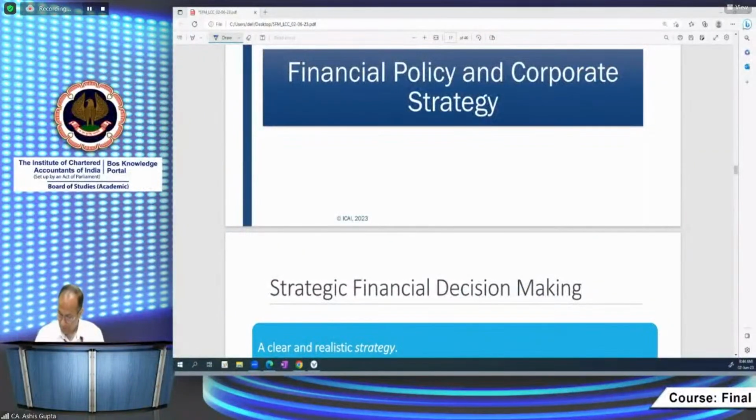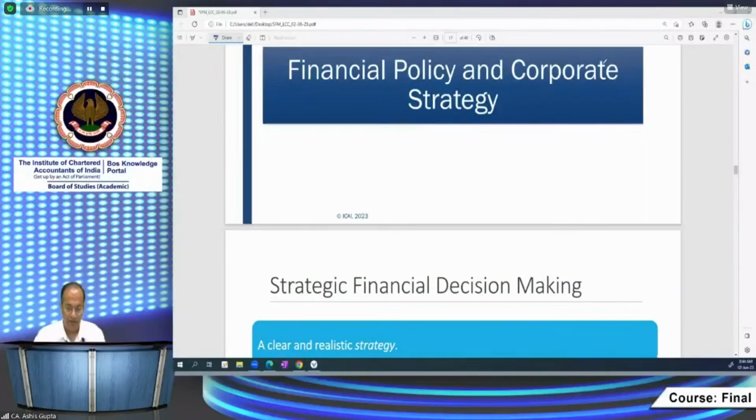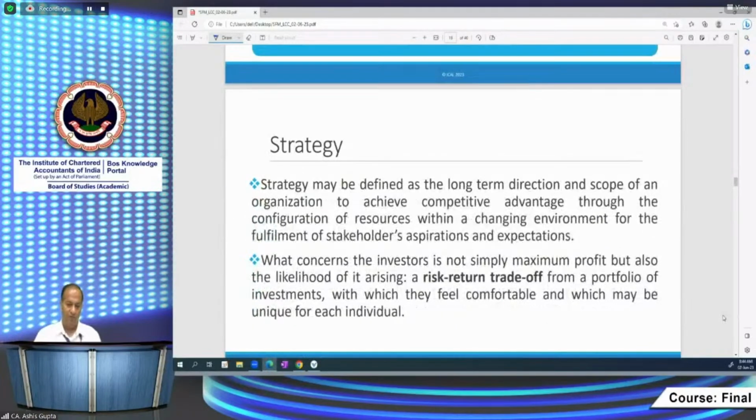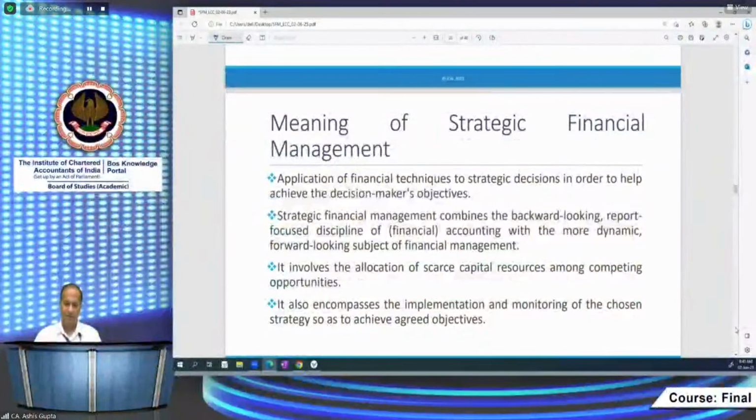Welcome back, friends. Now here I am discussing with you the first topic. Students, in the beginning of this chapter there is a brief description of various strategies. What we mean by strategy, because here we have to create a risk-return trade-off, we have to make some balancing. All this has been covered in the study material.